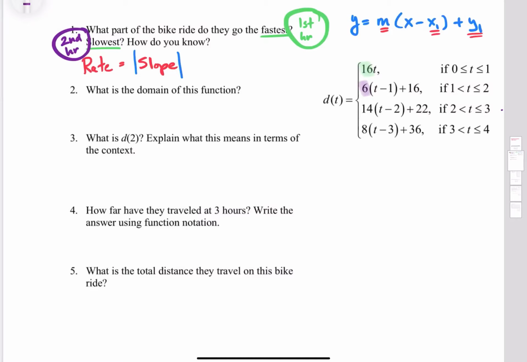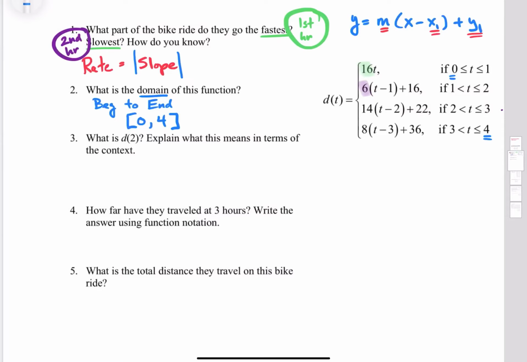All right, the second part is our domain. So the domain is basically when we're looking at our x values. In this case, we're looking at our t values, which is time. So it is measuring from the beginning to the end of time. The beginning of our time is at 0, and the end of our time is 4. So they biked a total of 4 hours. So the beginning is 0 hours and the end is 4 hours.